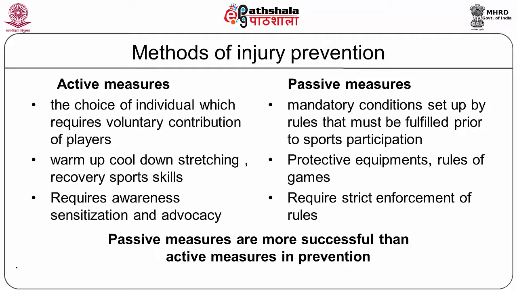Active measures are the individual choice, which can be successful only if the player understands the importance of these measures. Therefore, a great deal of education, awareness and sensitization is required to implement these measures. Implementation of passive measures means strict enforcement of rules. Passive measures are usually more successful in preventing injuries than the active measures. A comprehensive injury prevention program requires both these measures.